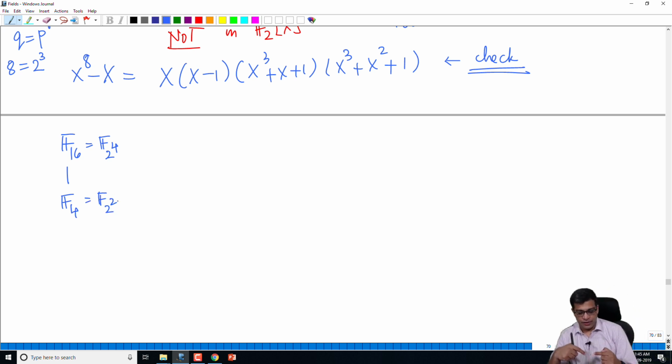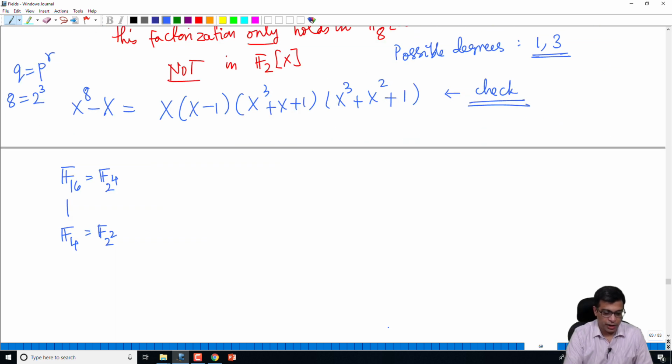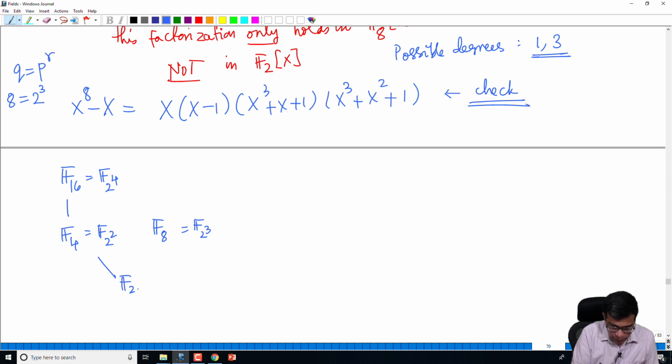Because one of the statements of the structure theorem is that, okay, so maybe I'll just refer to that. F_p^r contains F_p^k if and only if k divides r. So in our situation, F_2^4 contains F_2^2, but it does not contain F_2^3. Okay, so this is a field above this field, and there is a tower like this.